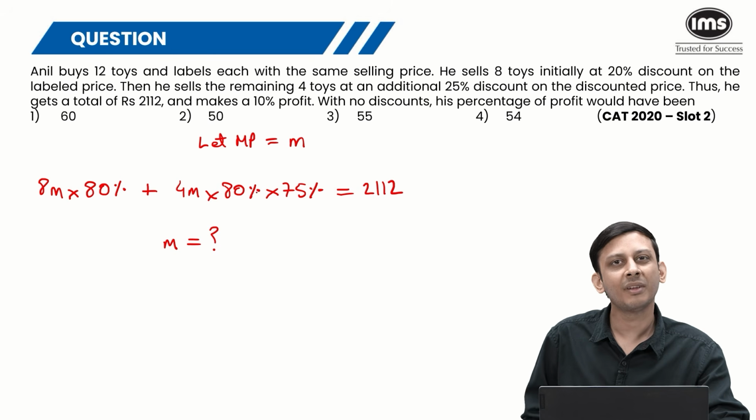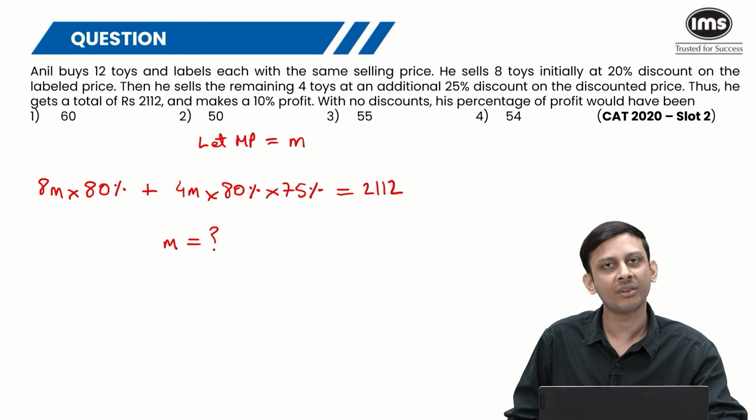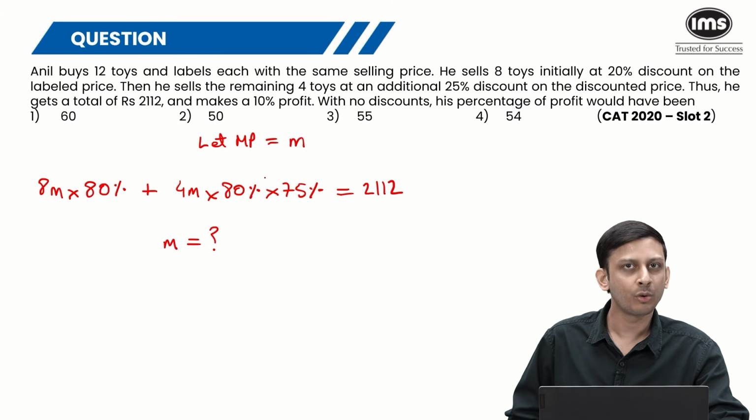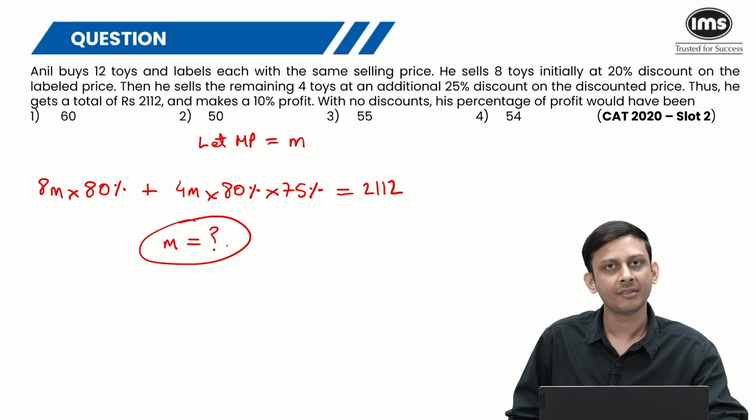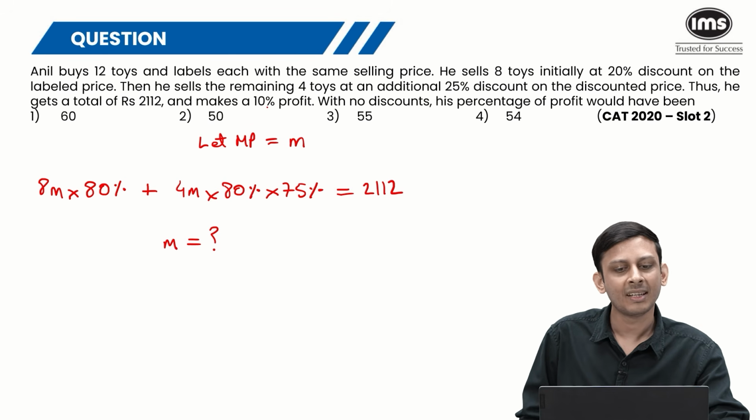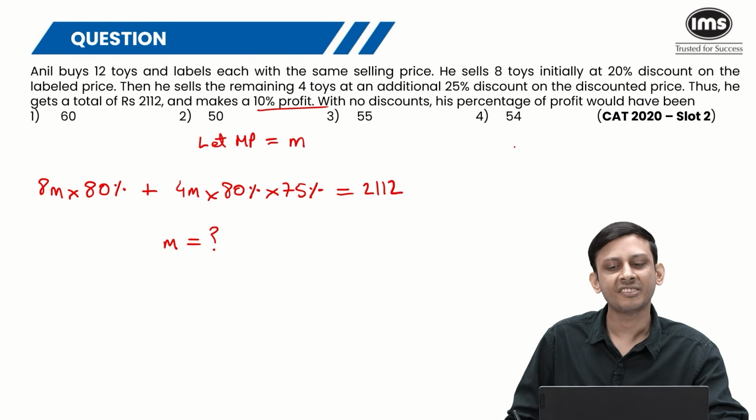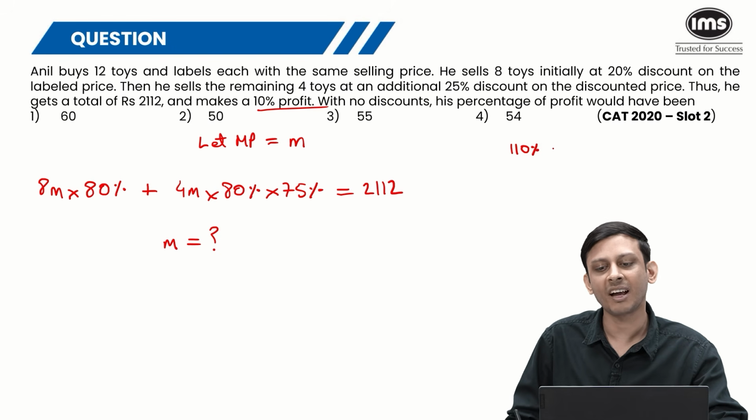But of course, solving this will not be very convenient, the calculation part. So I'm not going to do that. We'll look at the better method. Okay, but just to give you slightly more of an idea about this traditional method, here we would get the marked price. And then we would also need the cost price. So that part would be simple, that we have a 10% profit. So selling price is 10% more than the cost price. So selling price is 110% of the cost price. Okay, so selling price of 2112 is 110% of the cost price.